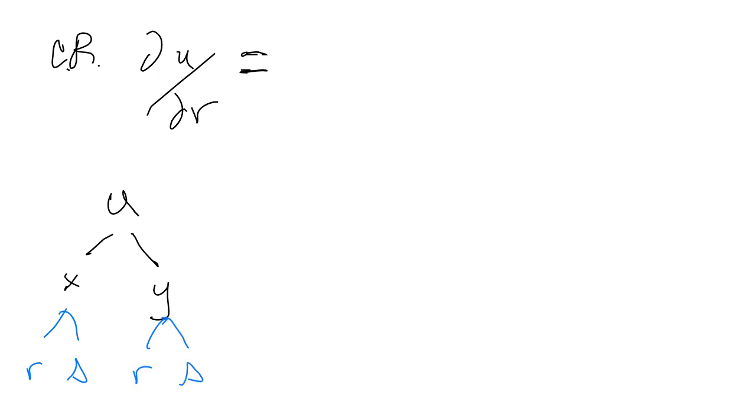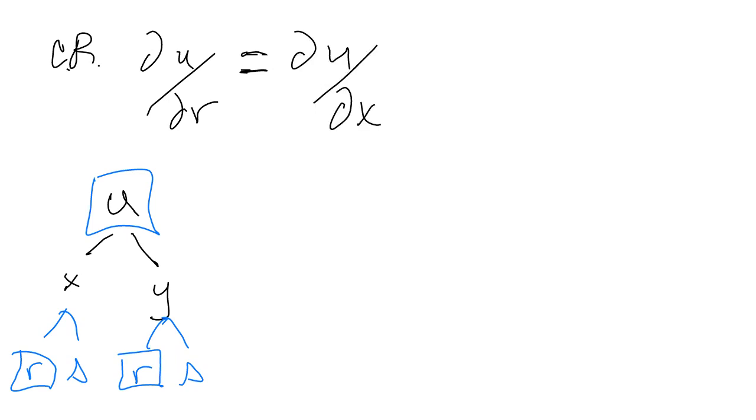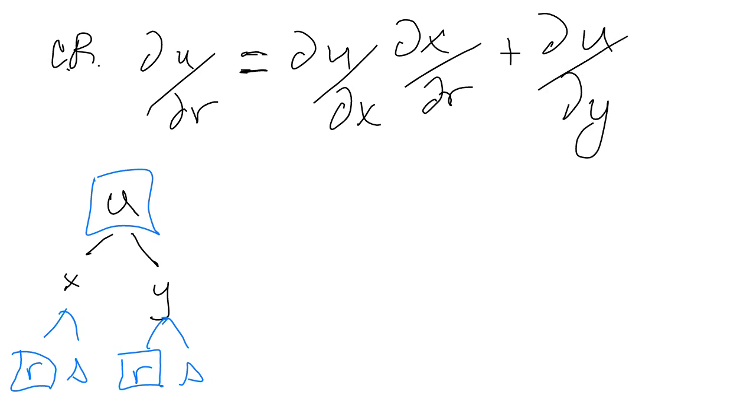So this is kind of an exact match. I want du/dr, so I have to get from here to here: top to the bottom left r, and top to the other r. So it's going to be the partial of u with respect to x, and then the partial of x with respect to r, plus the other branch, the partial of u with respect to y, and then the partial of y with respect to r. So let's go ahead and do that for this.